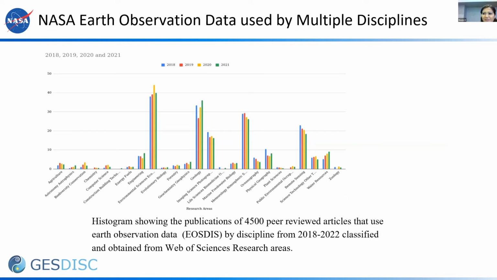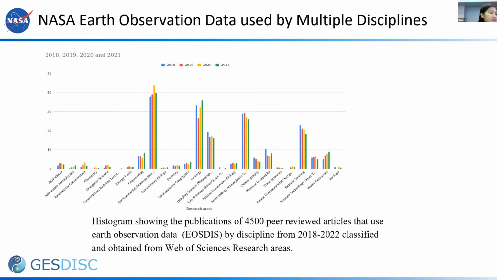This is the graphic that my colleague Irina provided. She's leading the publication management effort at Justice. This is a histogram that shows the publication of 4,500 peer-reviewed articles that use these data sets, and you can see that our data sets have been used in a variety of different disciplines.